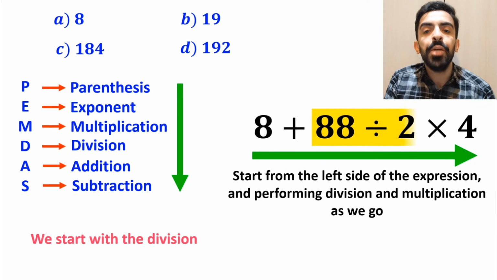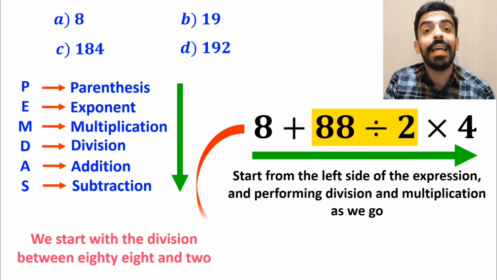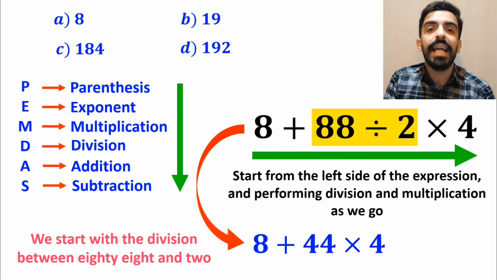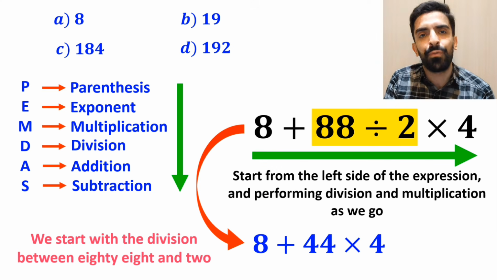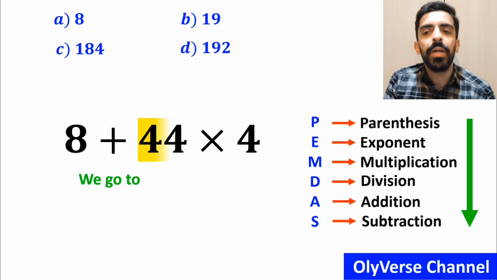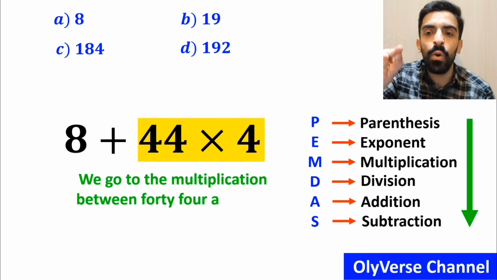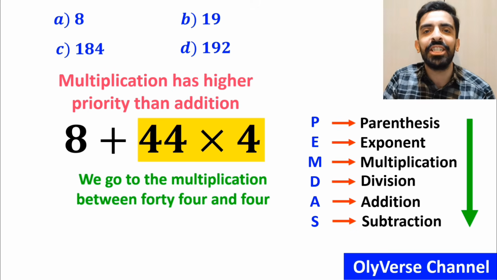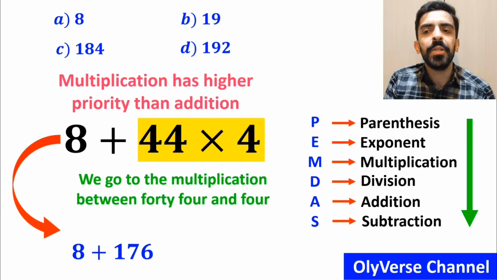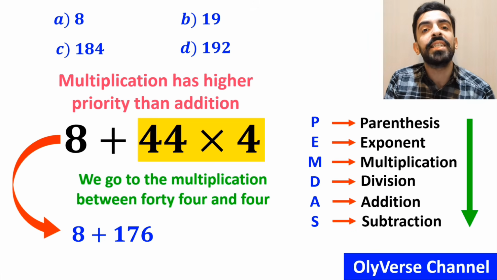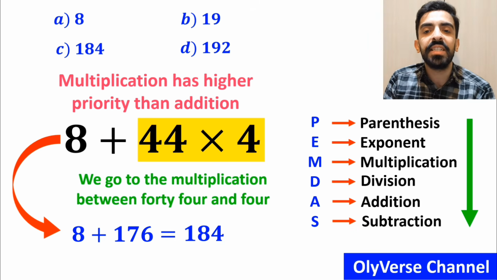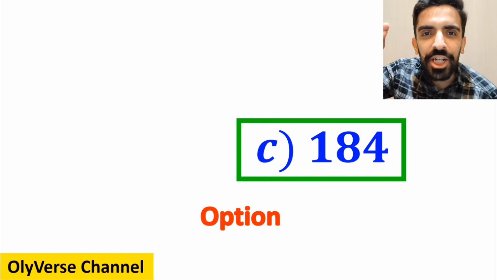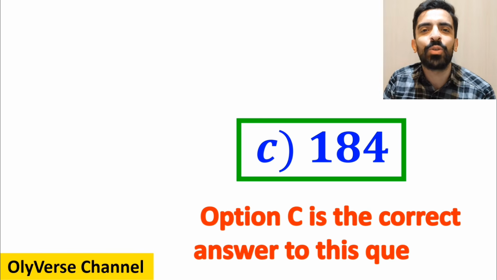So, we'll start with the division between 88 and 2. And instead of this expression, we can write 8 plus 44 multiplied by 4. And the final step, we go to the multiplication between 44 and 4 because multiplication has higher priority than addition. So, this expression simplifies to 8 plus 176, which ultimately gives us the answer 184. That's great. Option C is the correct answer to this question.